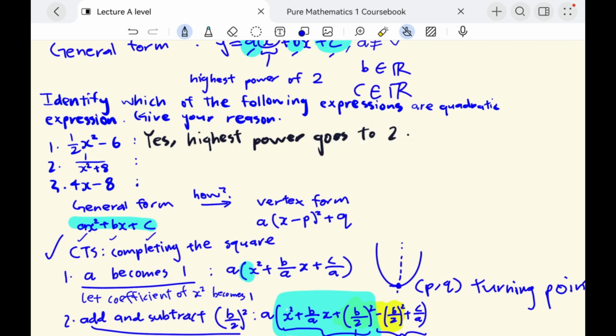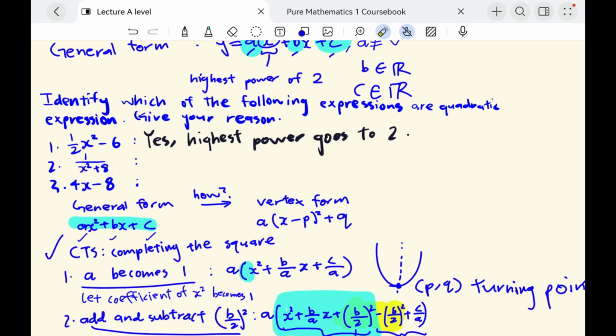But of course your actual exam won't ask you this kind of question. This is for you to understand which is the quadratic equation based on their characteristics. All right, let's take a look at the second part, the second expression.